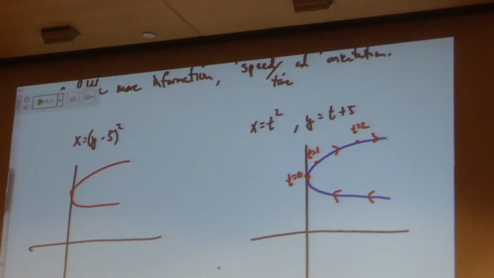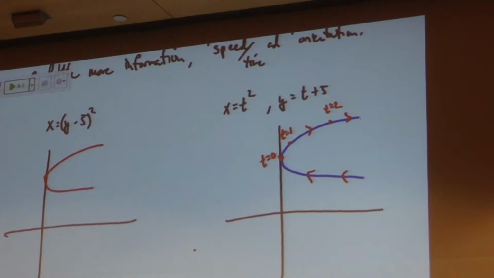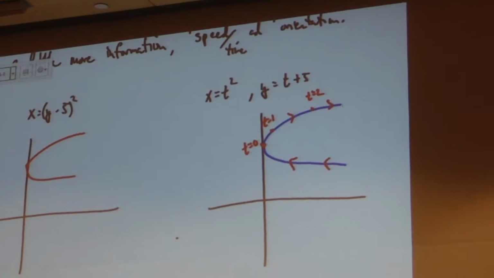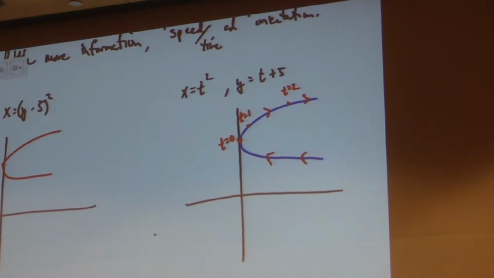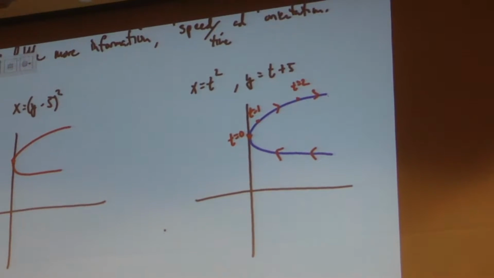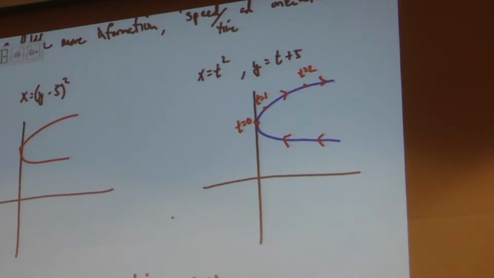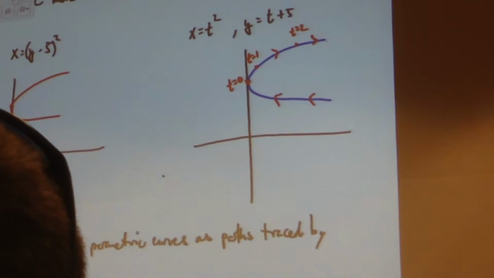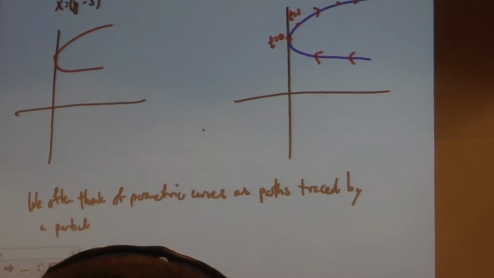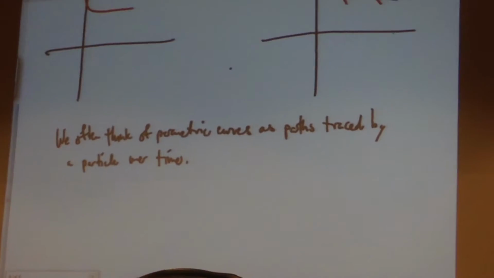And this is information that the plain x equals (y minus 5) squared graph doesn't have. There's no orientation, no time or anything like that. So we often think of parametric curves as paths traced by a particle over time.